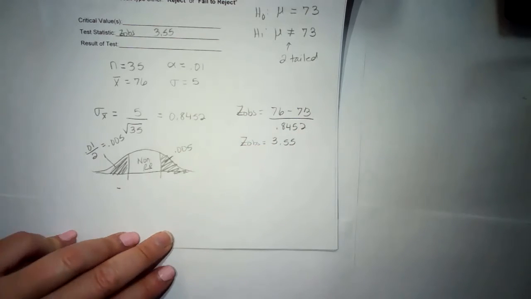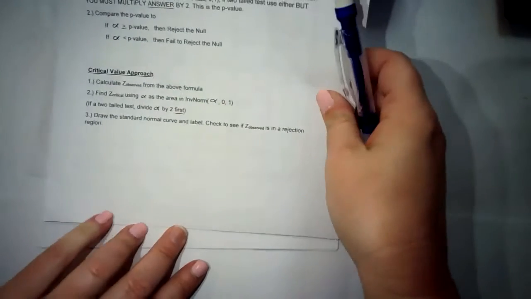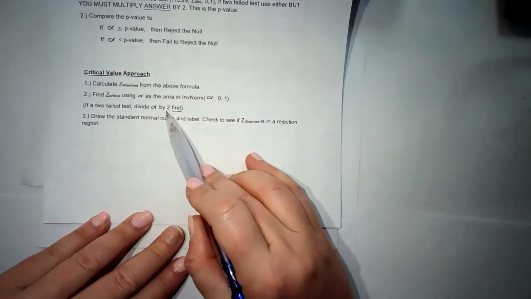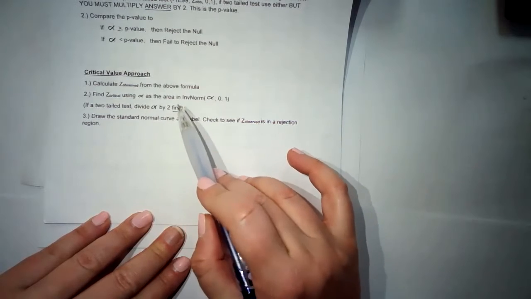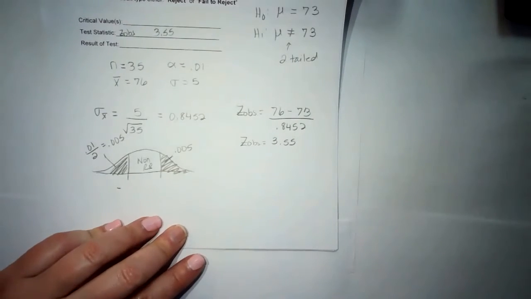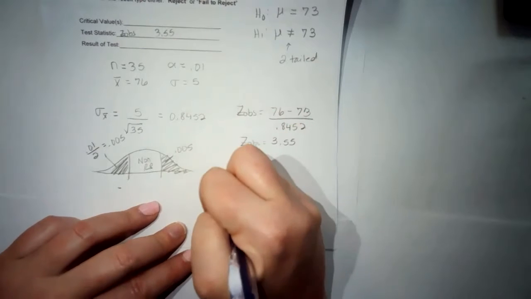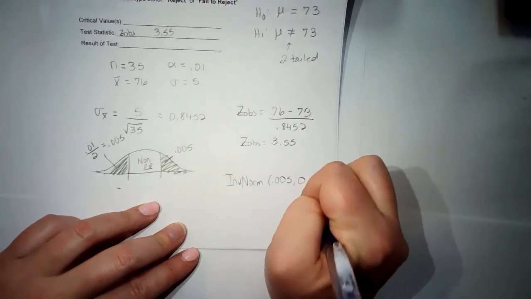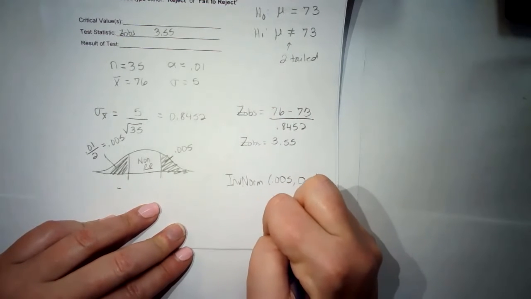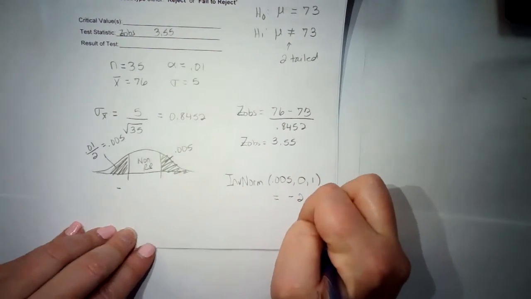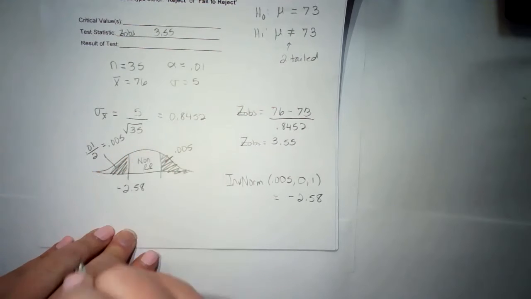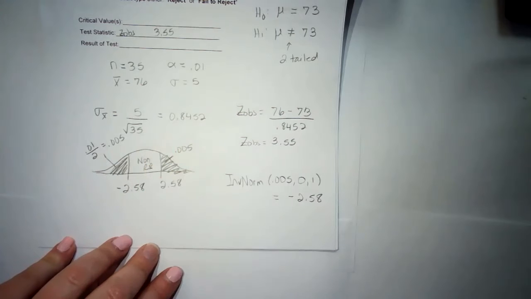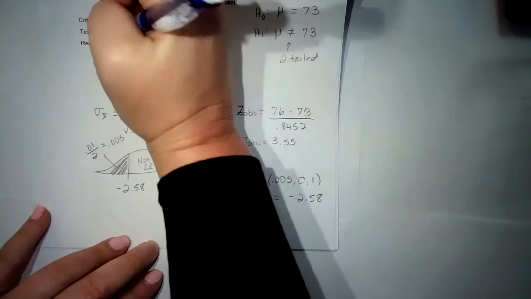Now to find my Z critical, and I even warn you on here, we're going to use our alpha as the area for inverse norm, but look, if it's a two-tailed test, divide alpha by 2 first. I even put that on here, but hopefully when you draw the picture, it'll jog your memory. So I'm going to do inverse norm 0.005, and I came out with negative 2.58. Okay, that's one critical value. What's my other critical value? The positive version, right?